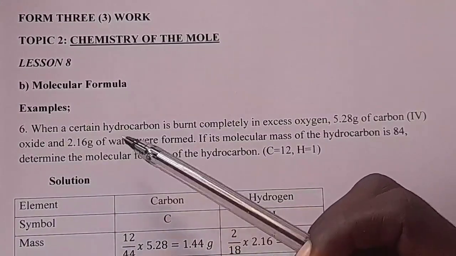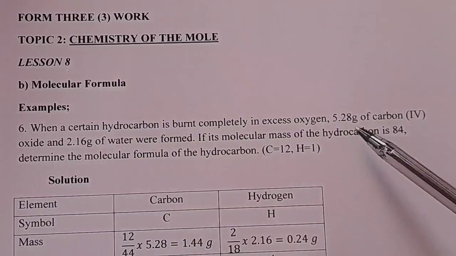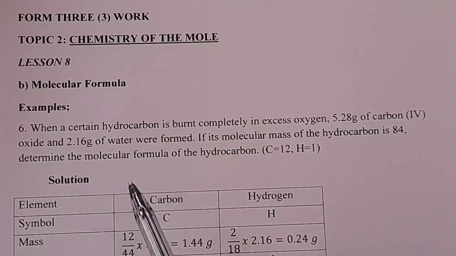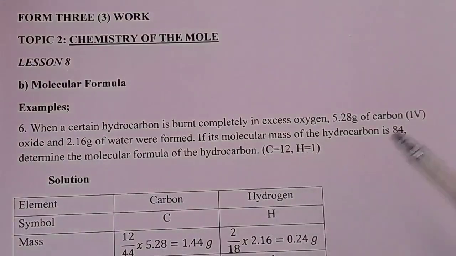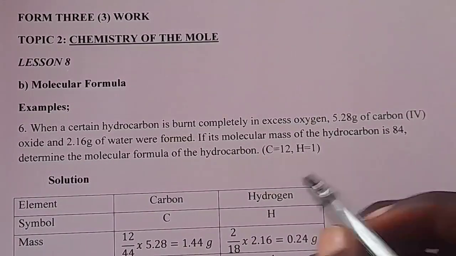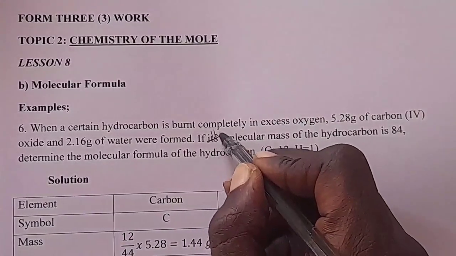When a certain hydrocarbon is burned completely in excess oxygen, 5.28 grams of carbon dioxide and 2.16 grams of water were formed. If the molecular mass of the hydrocarbon is 84, determine the molecular formula of the hydrocarbon.